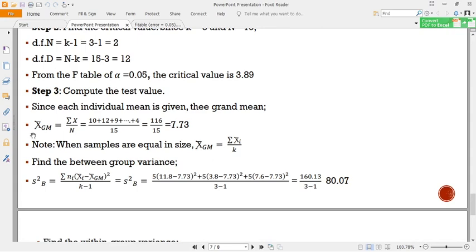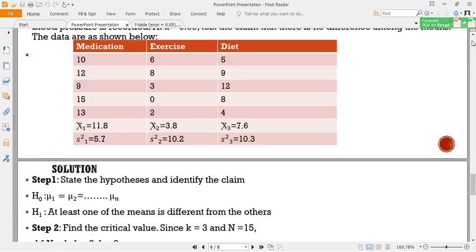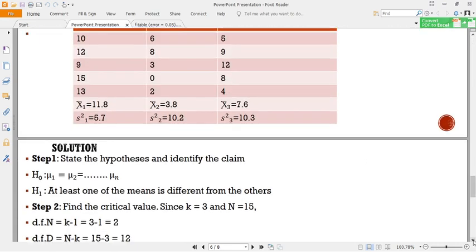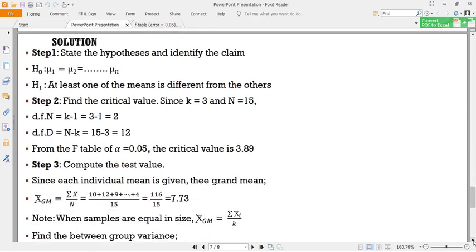So step 3, we compute the test value using the procedure in the previous slide. We start by getting the grand mean. Now the grand mean will be the total of all elements in the entire data set divided by the total population. So if we add from the first element 10 to the fourth, we shall get 116, then we divide by the total population, which is 15.